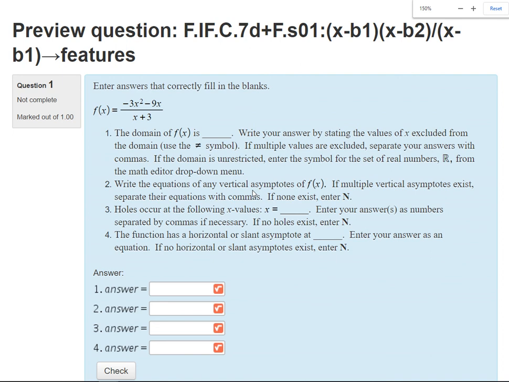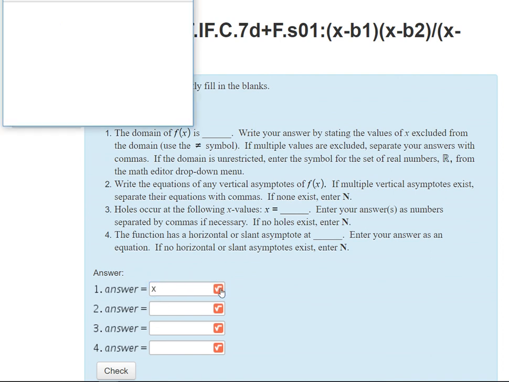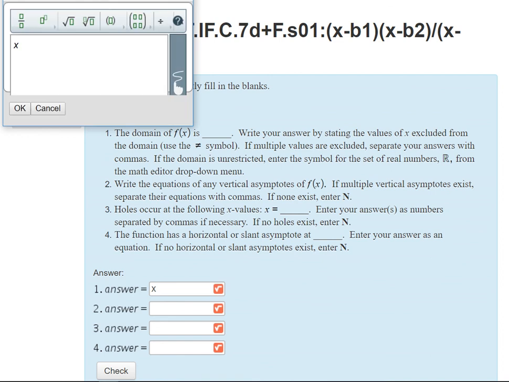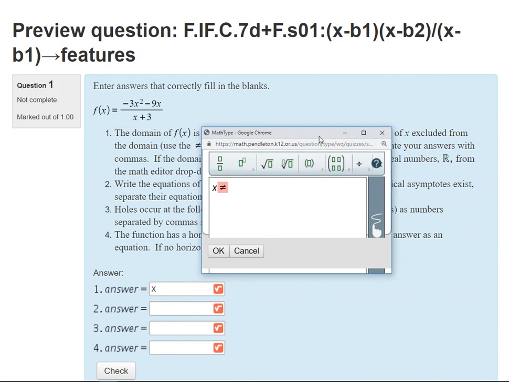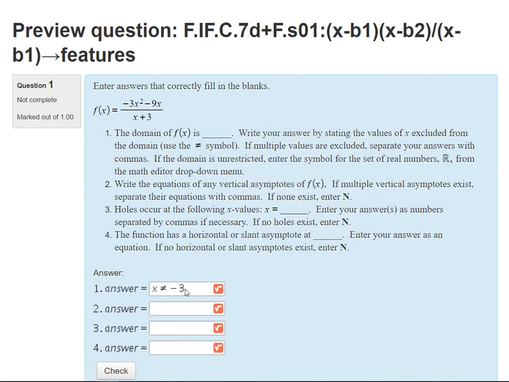But we know that the domain has to exclude 3. So the answer to the first part would just be... I should probably change these so we don't have to put the not equal to sign. I will, but for now, you have to put the not equal to sign in there. I'll change them so you can just put the x values. So x is not equal to negative 3. Okay, so that's the value that has to be excluded.